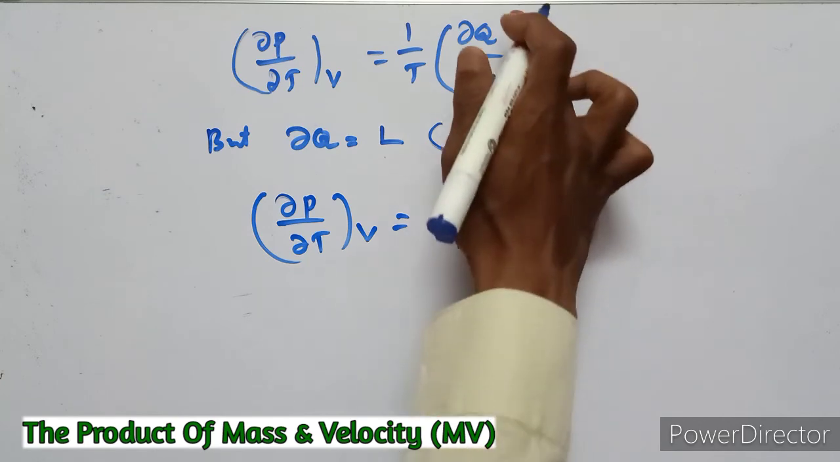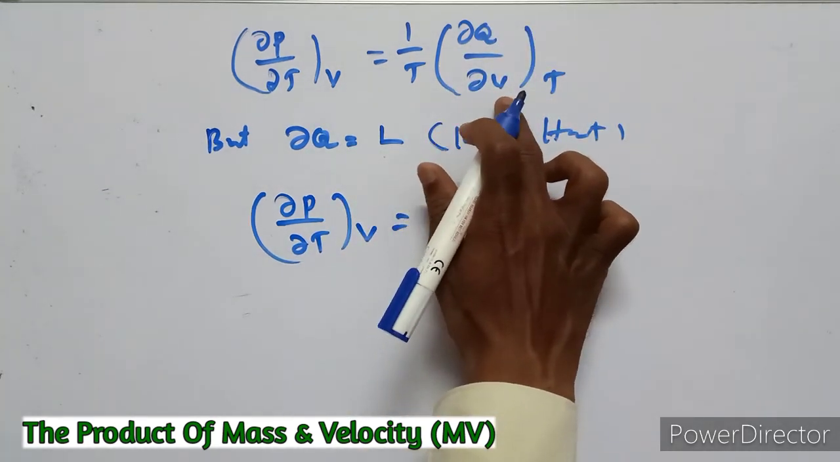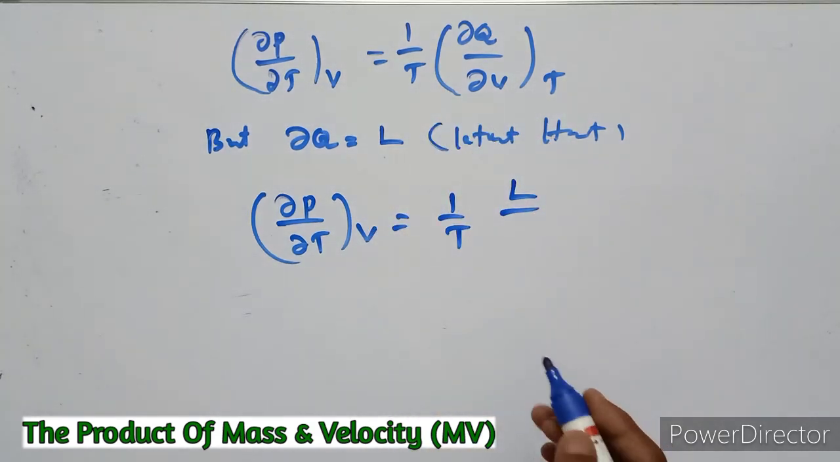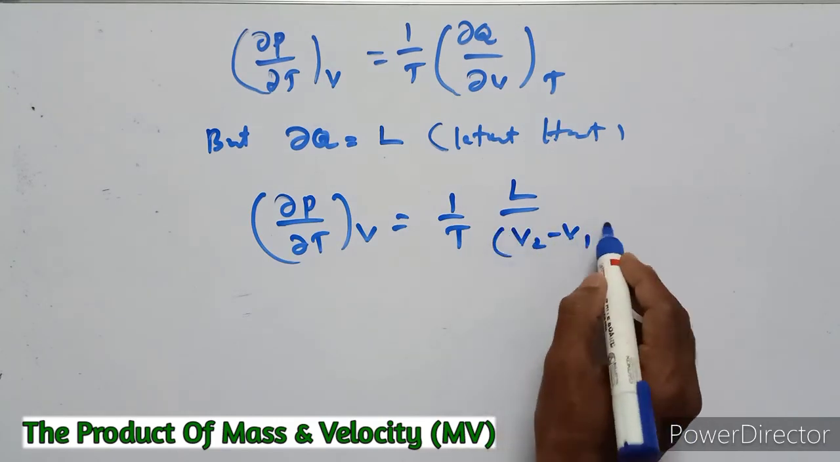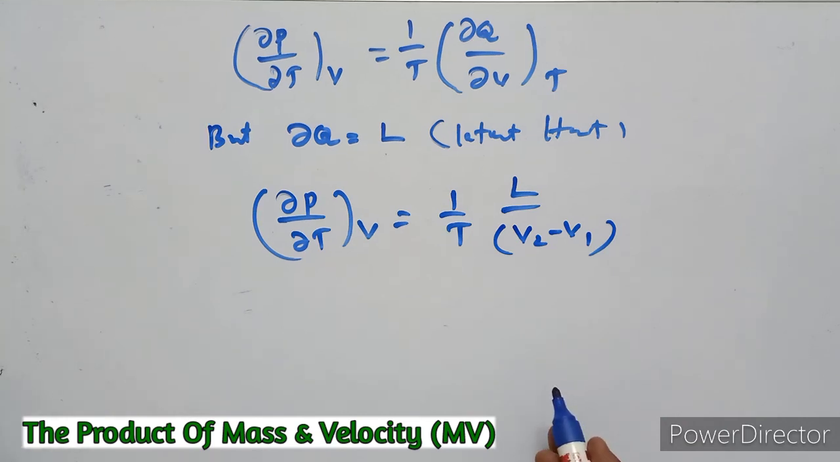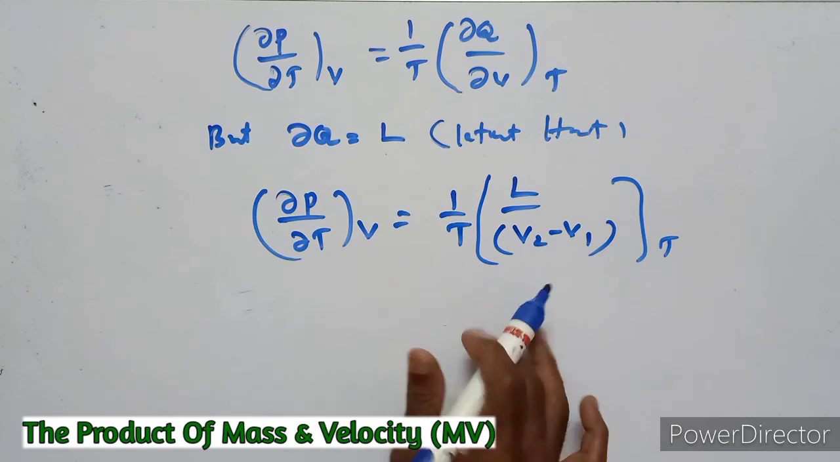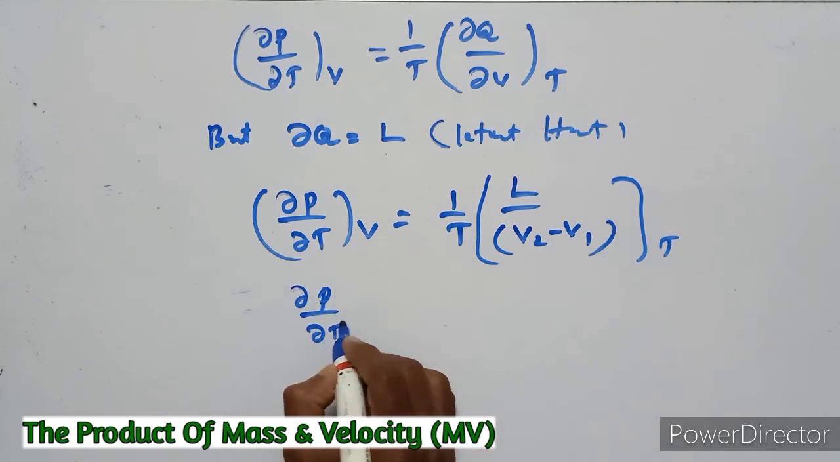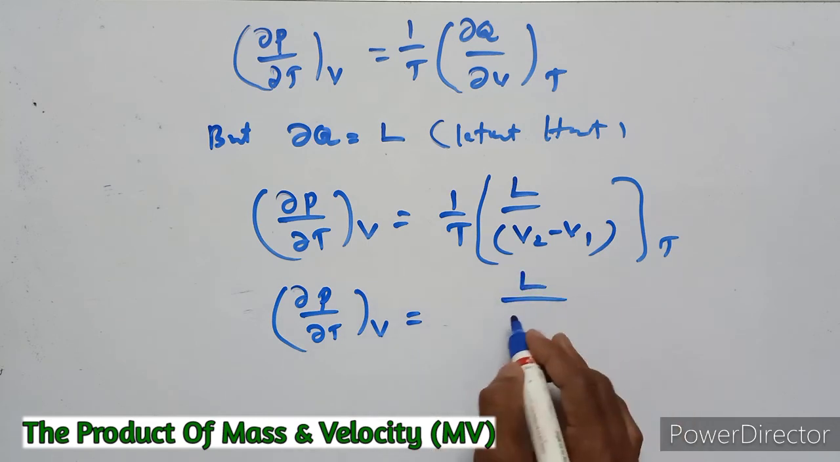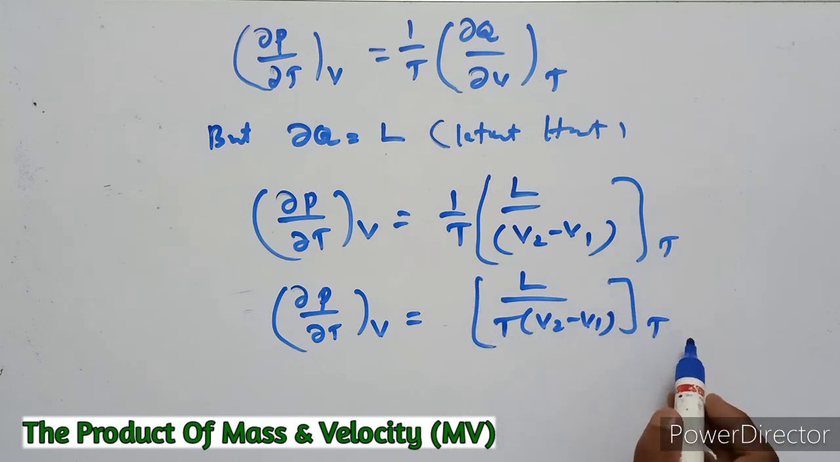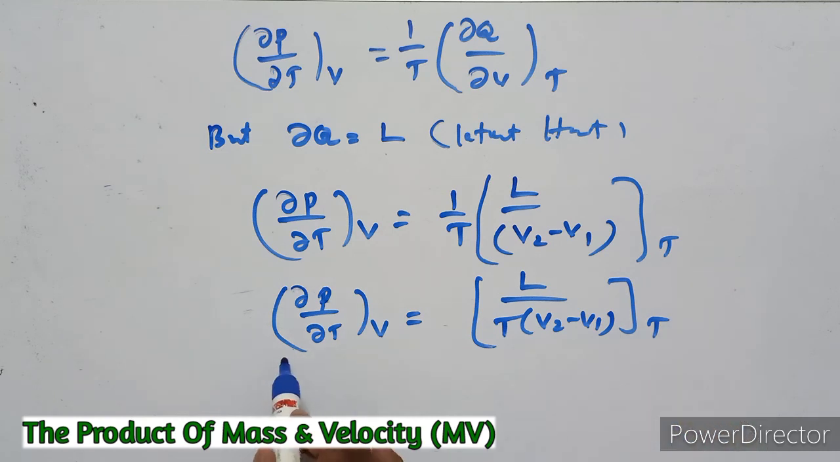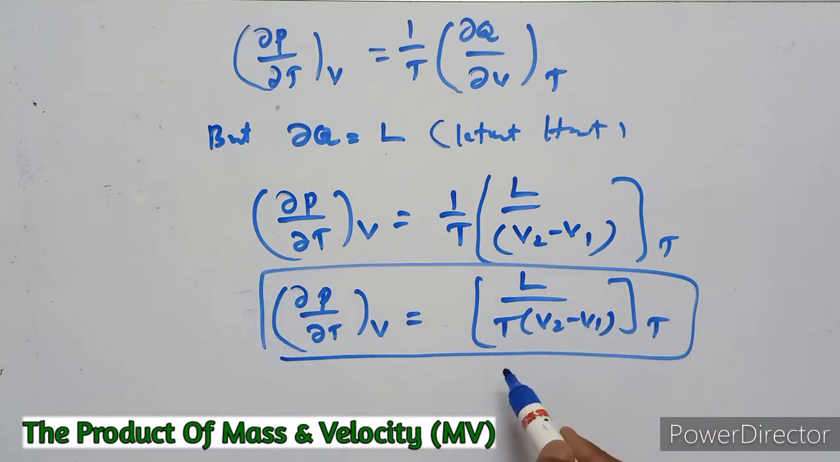So this equation can be written as (∂P/∂T) at V is equal to 1 upon T, ∂Q means here L, ∂V means the change in volume, that is V2 minus V1, at T. So this equation can be written as (∂P/∂T) at V is equal to L upon T into (V2 minus V1) at T. This is also the Clausius-Clapeyron equation from Maxwell's thermodynamic equation.